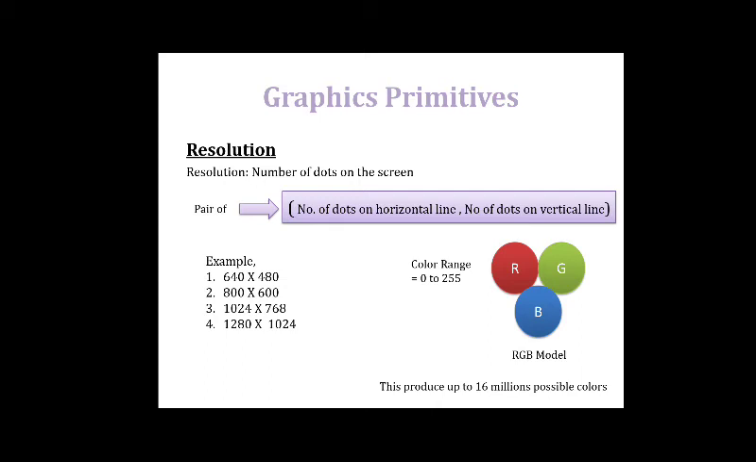So, this is the range of the RGB model, and what exactly is the number of colors it produces? It produces 16 million color possibilities. These are the combinations which can be made using this RGB model. So, this model is used for this resolution.